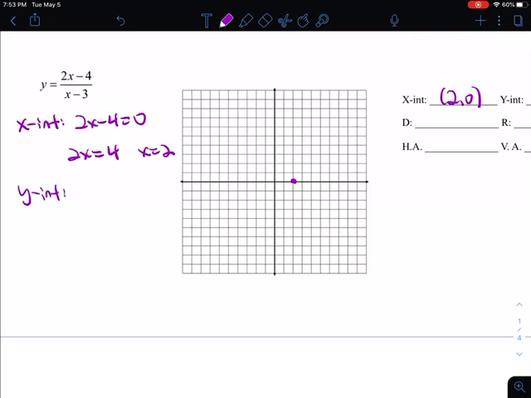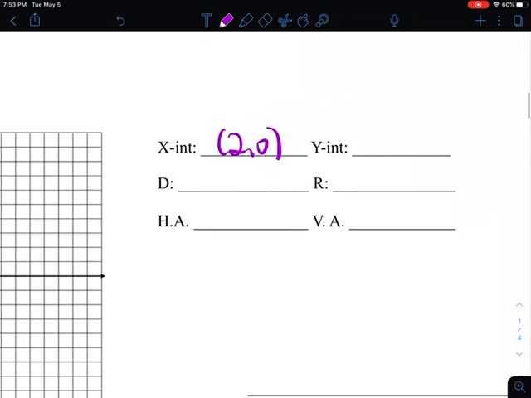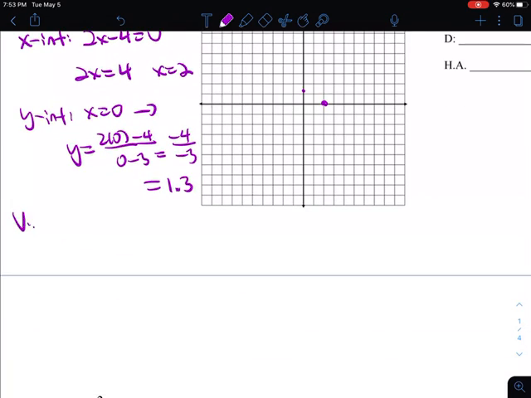And then for the y-intercept, we set x equal to 0, and we get y equals (2 times 0 minus 4) over (0 minus 3). That's negative 4 over negative 3, which you can plug into a calculator. That's something like 1.3, which is right about there. And there's my y-intercept.